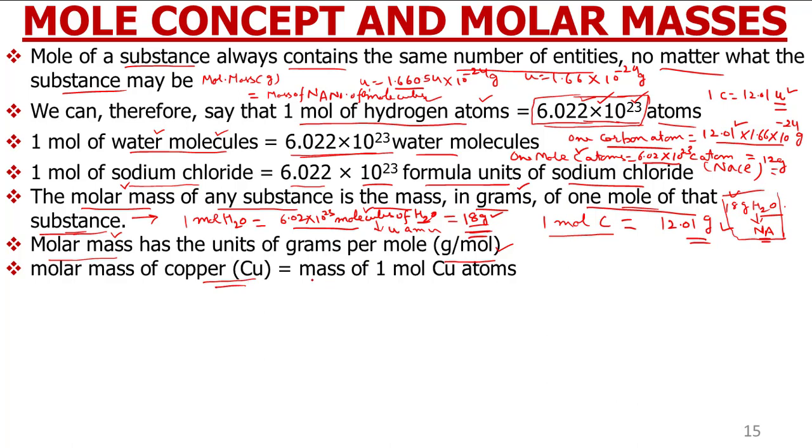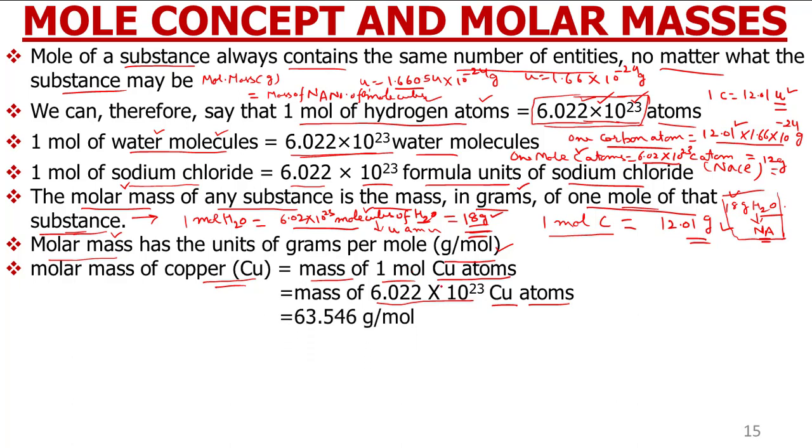Molar mass of copper is equal to the mass of 1 mole of copper atoms, and we can say the mass of 6.022 into 10 raised to power 23 copper atoms. Why? Because 1 mole is equal to 6.022 into 10 raised to power 23. Now if you calculate, it will come out to be 63.546 gram per mole. So I can calculate it here for you.